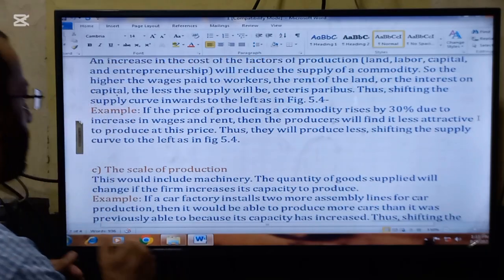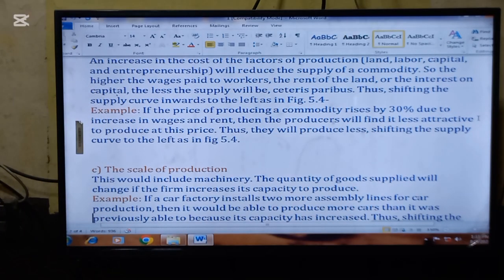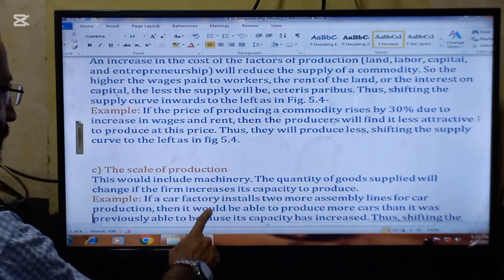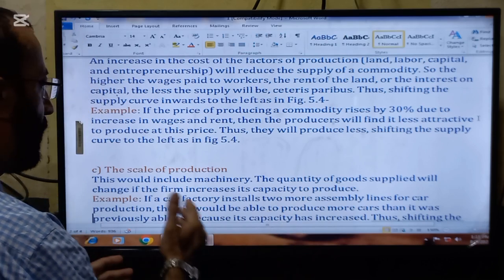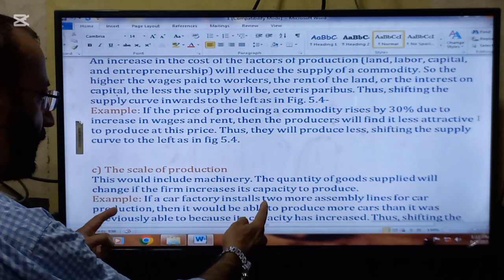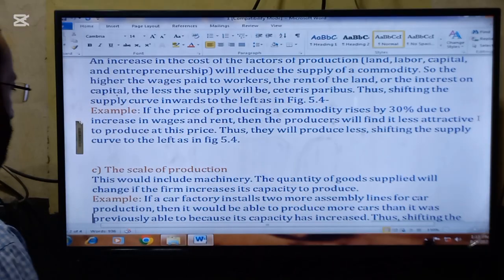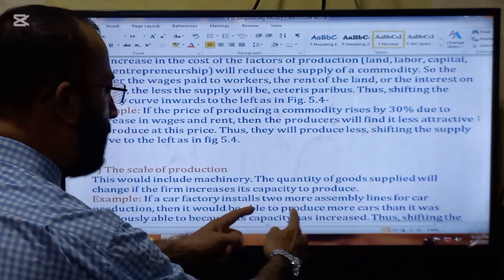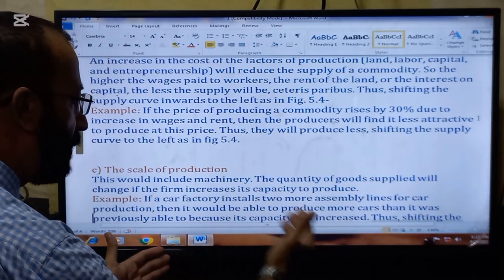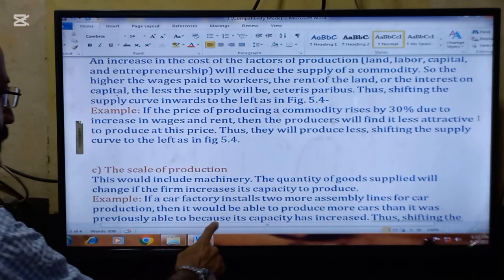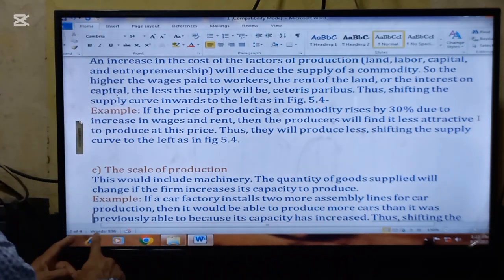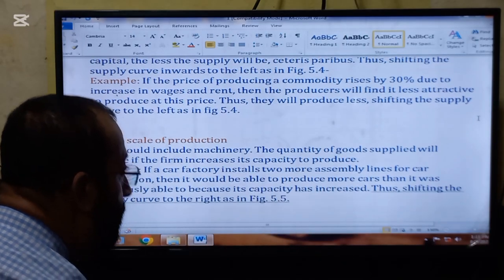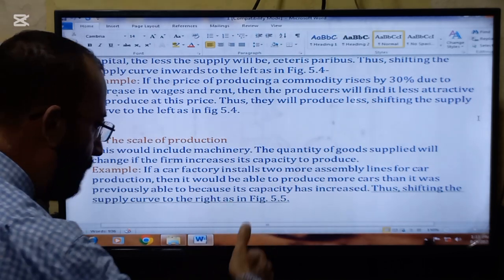The next factor that we are going to read is the scale of the production. This would include machinery. The quantity of the goods supplied will change if the firm increases its capacity to produce. So if a firm increases its capacity to produce, definitely supply will be more. Example is here, if a car factory installed two more assembly lines, so definitely production will be increased for car production, then it will be able to produce more cars than it was previously able to, because its capacity has increased, thus shifting the supply curve to the right as in figure 5.5.